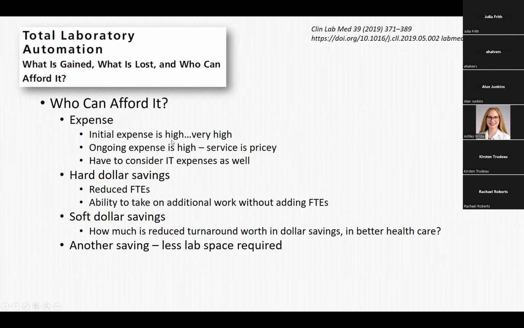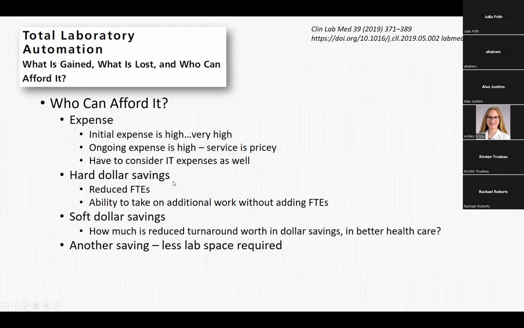They are very expensive, very expensive. A small micro lab is not going to be able to have the space for this. They're not going to be able to afford it. Ongoing expenses high. Service is very pricey, and service is going to be extremely important. And there's a lot of IT expenses as well. Even buying some of the software upgrades is outrageously expensive at some point. So these cost a lot of money.